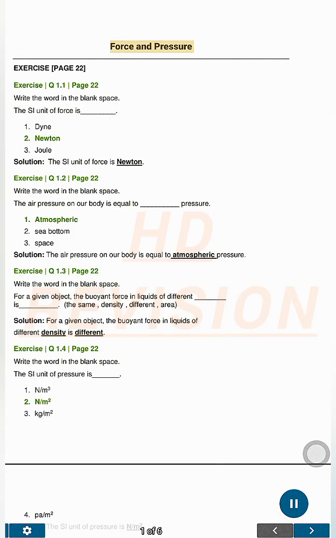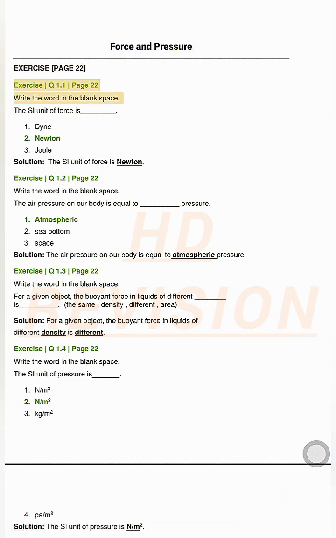Force and pressure. Exercise page 22. Exercise Q 1.1 page 22. Write the word in the blank space. The SI unit of force is underscore. 1. Dyne 2. Newton 3. Joule. Solution. The SI unit of force is Newton.